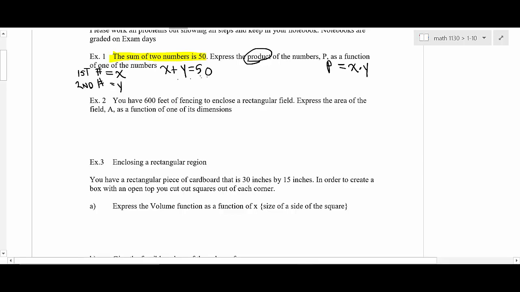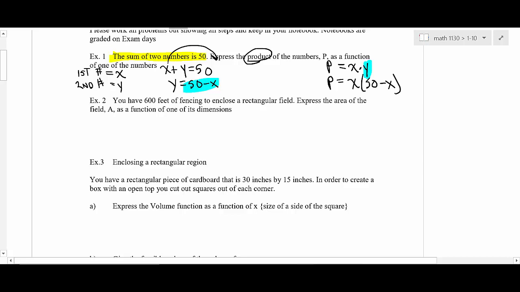What you need to do is take this equation right here and decide which variable you want to solve it for. And it doesn't really matter. I'm just going to solve this for y. So let's write this as y equals 50 minus x. Remember, our goal is to have our answer with just one variable in it. So this is y, so that's going to plug in there, and then we would have our function. We're not going to do anything with the problem, just set this up. So what we would have is p is equal to x times 50 minus x, and that represents the product of two numbers.